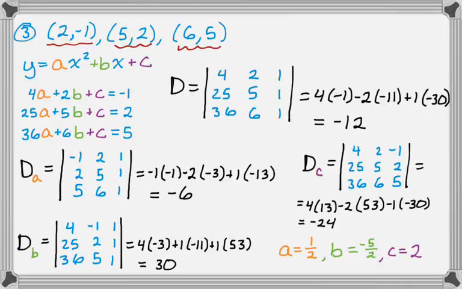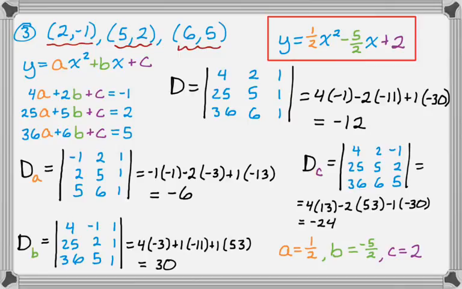So that 1/2 is -6 over -12, or d sub a over d. That -5 over 2 is d sub b over d, and then 2 is d sub c over d. So I know a, b, and c, so I'm actually kind of done. So this answer I would almost certainly leave like this.